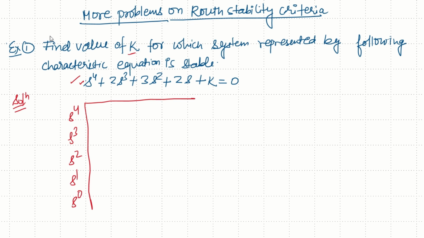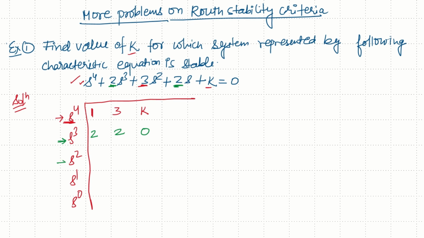The first element of the row s to power 4 is the coefficient of s to power 4, which is 1. Then we will take the alternate coefficient, which is 3, and then the next alternate coefficient is k. Now, the s to power 3 row elements will be the coefficient of s to power 3, which is 2, the next alternate coefficient is again 2, and the next is 0. So, this is how we determine the first two rows of the Routh table.